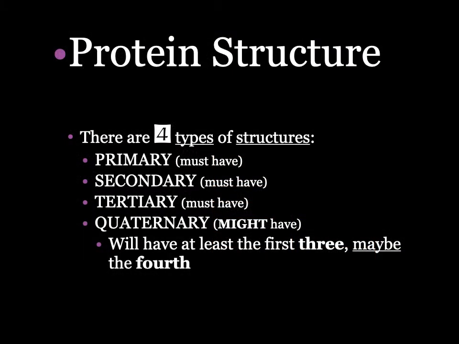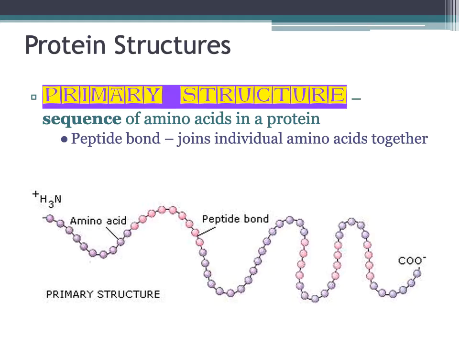There are 4 levels to the protein structure. 3 of them you will have, and the 4th you might have, depending. Primary, gotta have it. Secondary, gotta have it. Tertiary, gotta have it. Quaternary, you might have it.